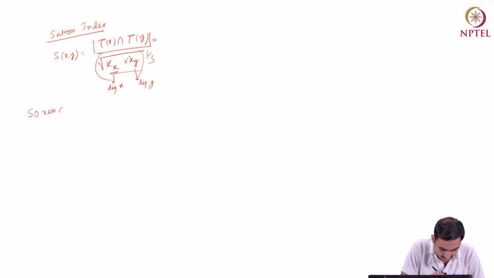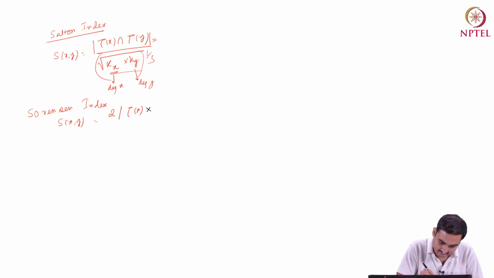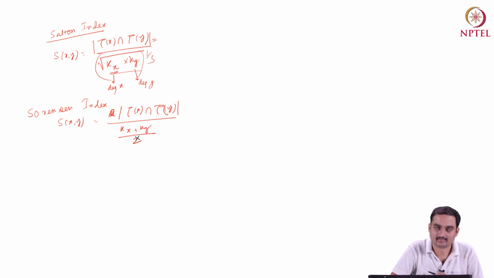So the other one is called the Sorensen index. These names come from the inventors of these metrics. So S of x y is 2 times the intersection of the neighbors of x and y. Essentially you are taking the intersection and then normalizing it by the average degree of x and y, that is, k x plus k y by 2. This is called the Sorensen index.